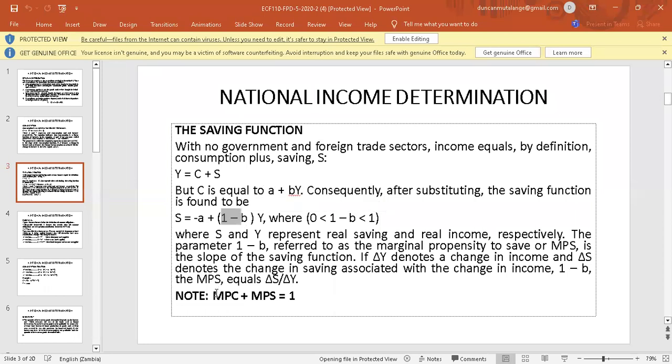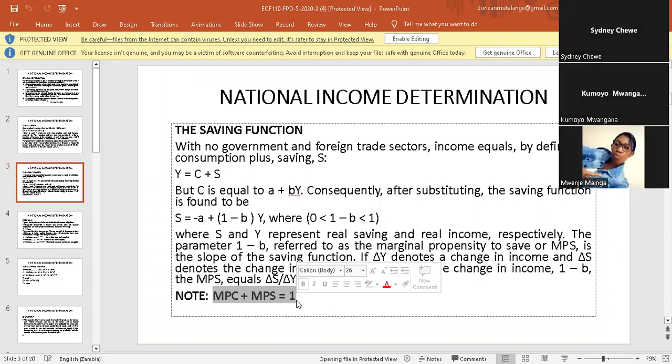The MPC plus the MPS is equal to 1. So this one here is representing the 100%. Remember I said Duncan spends 100% of his income. For example, I said my MPC is 70%, which is 0.7, meaning my MPS will be 30%, which is the 0.3, which is remaining.